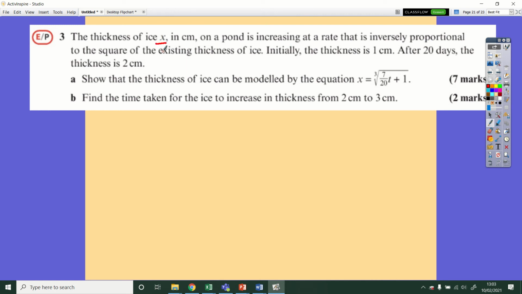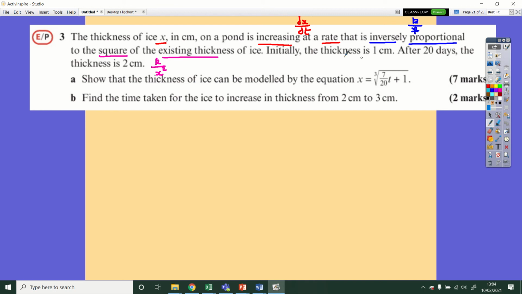So x is the thickness. We've got an increasing rate. So this is going to give us our dx by dt, because rate is derivative with respect to time. We've got inverse proportion, which means we're going to get k divided by something for our expression, but it's the square of the existing thickness of ice. Okay, so this part is going to give me k over the square of x. Okay, so that improves upon what we've written in blue.